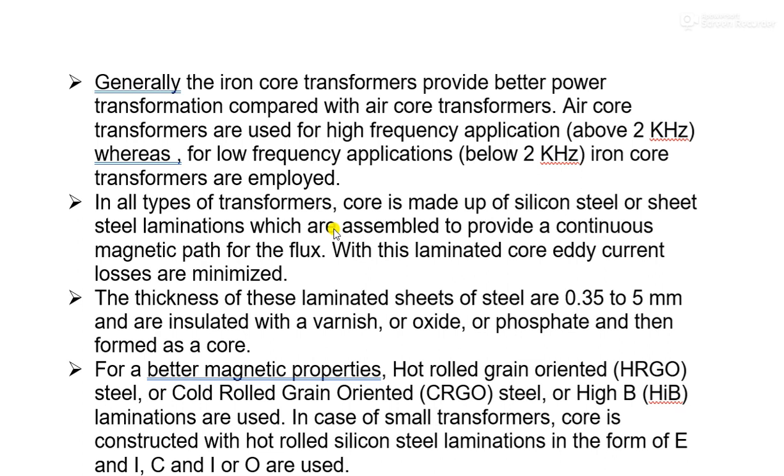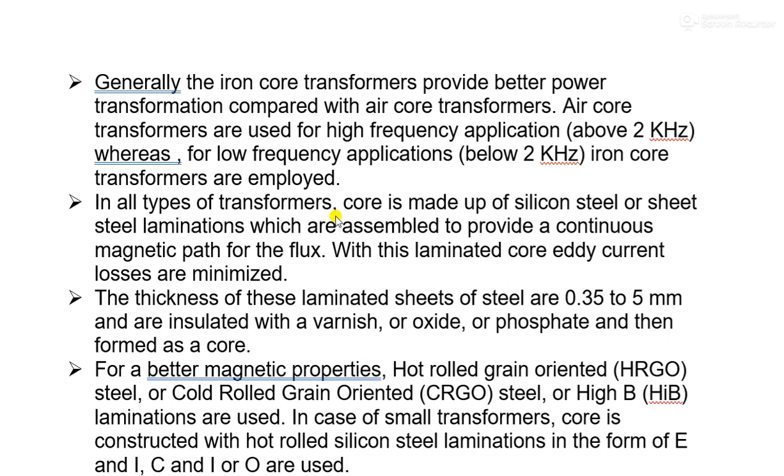Generally, the iron core transformer provides better transformation compared with the air core transformer. Air core transformers are used for high frequency applications, at about 2 kilohertz, which is much larger than 50 hertz. Whereas for low frequency applications, below 2 kilohertz, iron core transformers are generally used.